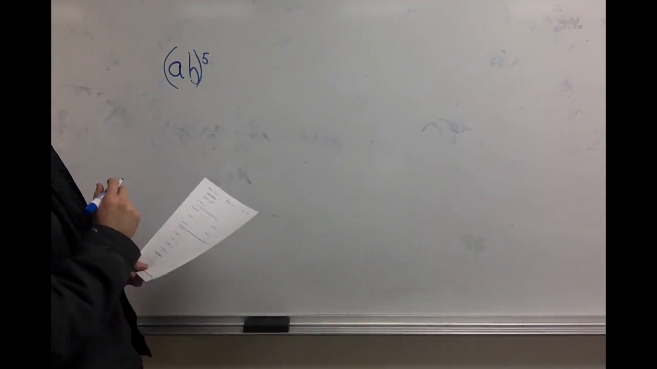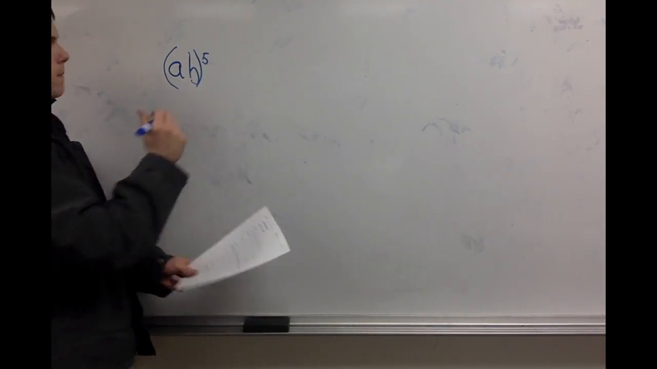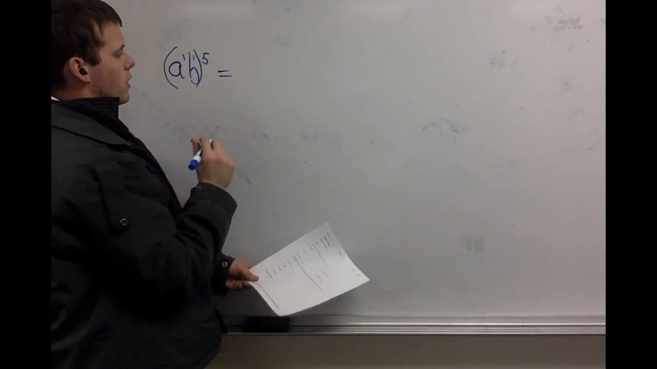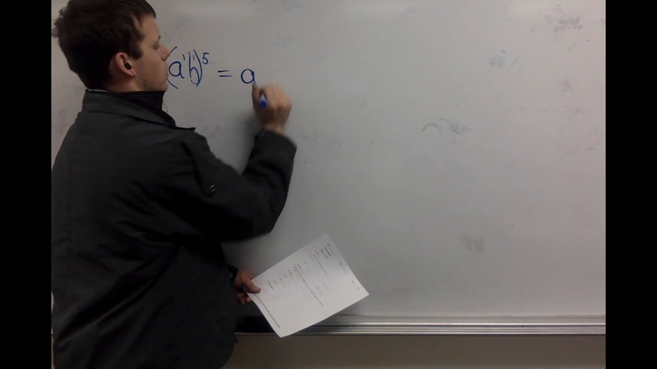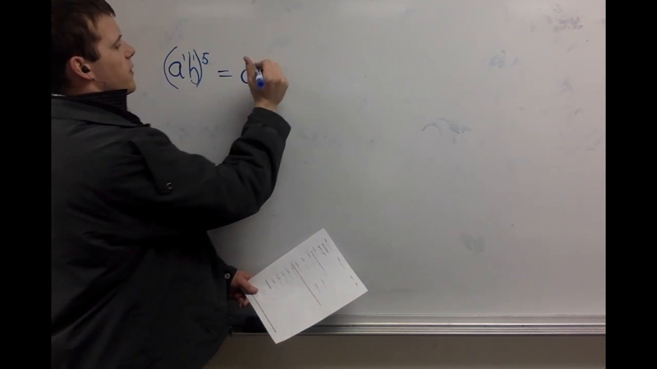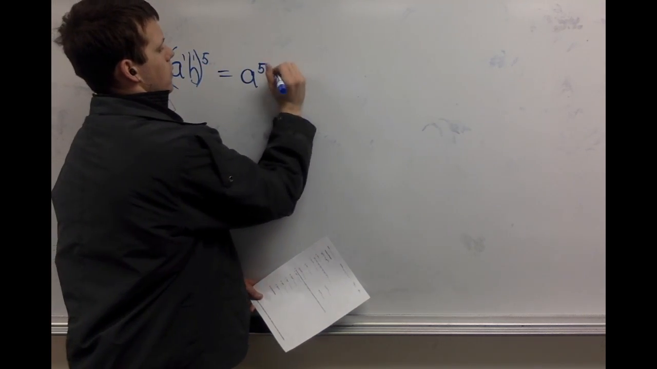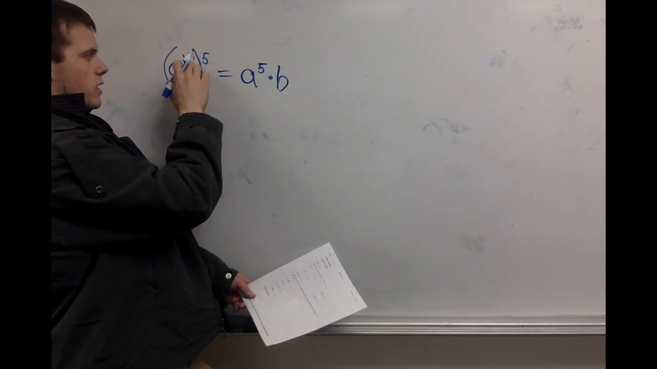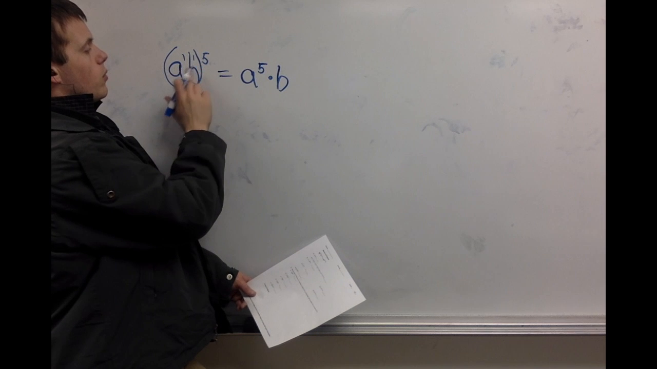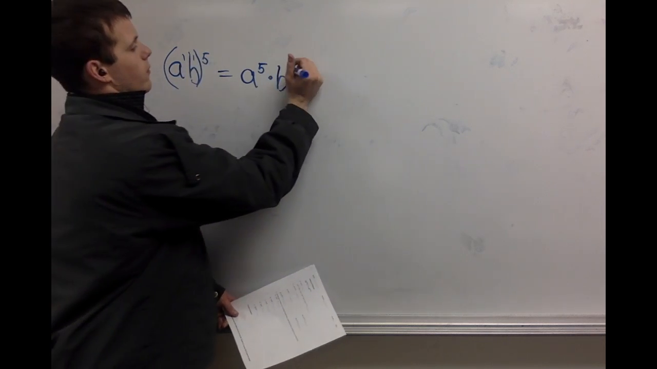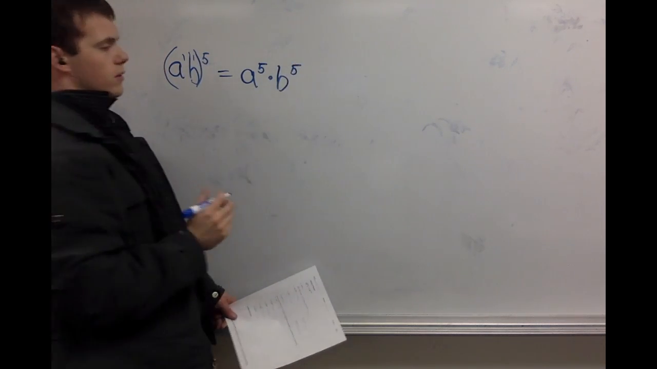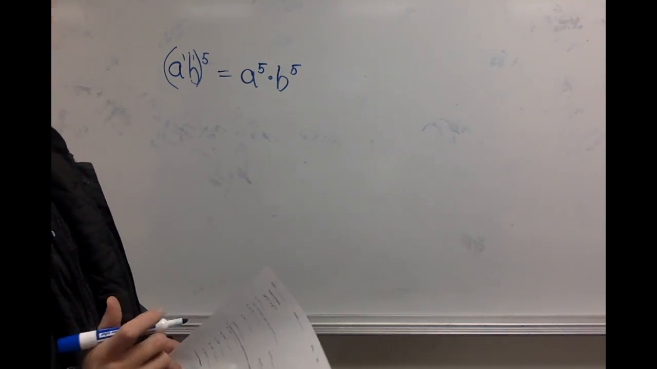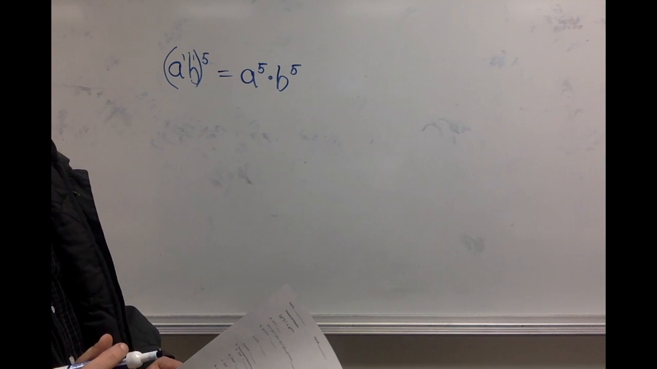Next, we have ab to the fifth. So for this, a and b both have that little 1. So it's a to the 1 times 5 times b, which has that little 1. So we take b to the 1 times 5. So our answer is a to the fifth times b to the fifth.